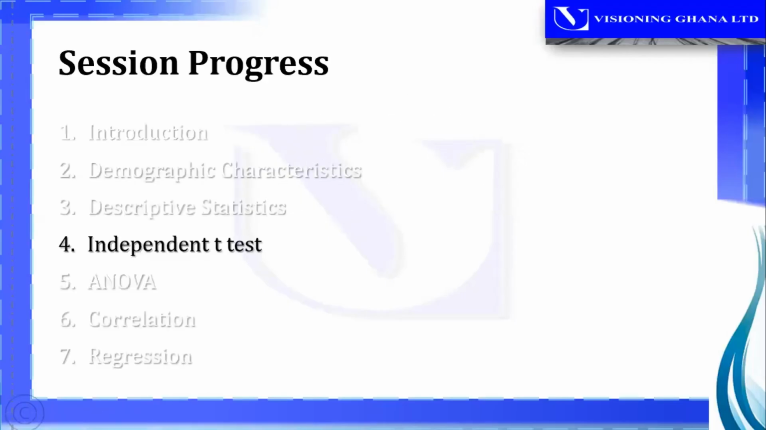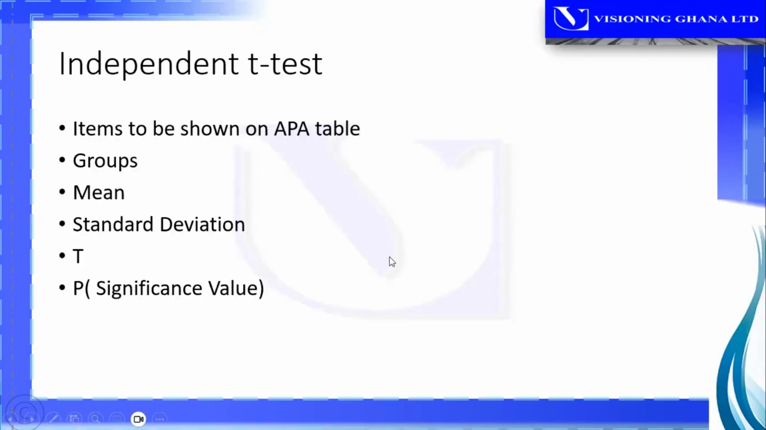Okay, so the next thing we are going to look at is independent t-test. I'm going to teach you how you generate it and convert the table to APA and how you are going to interpret it. So these are the things you need on your independent t-test. You need the groups, the mean, the standard deviation, the t, and then your p or your significance value. These are the things you need on your independent t-test APA table.